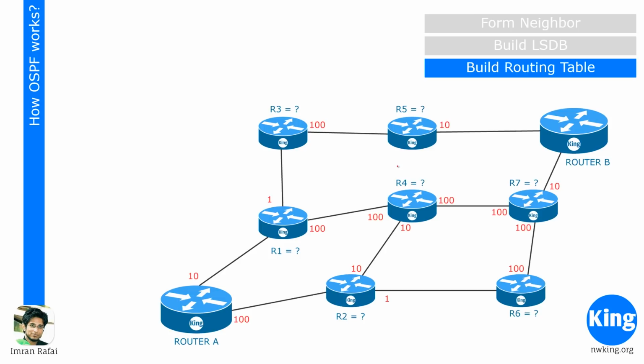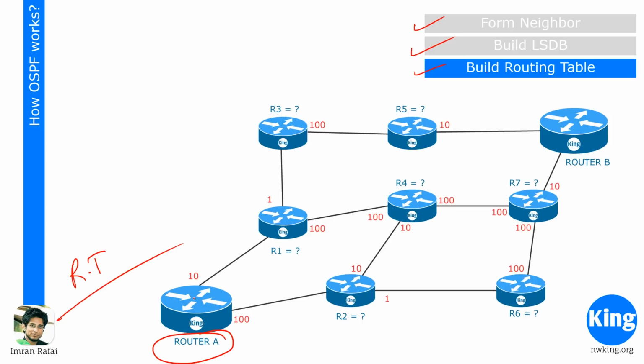Now, let's say after we did this, we formed neighbors and built the LSDB. Now we need to build the routing table. How do we build the routing table? Let's assume the Link State database is ready and available. Now, each of these routers will have to run Dijkstra's shortest path first algorithm. So router A, this whole slide is from router A's perspective. Router A is our hero and we are generating the routing table for router A.